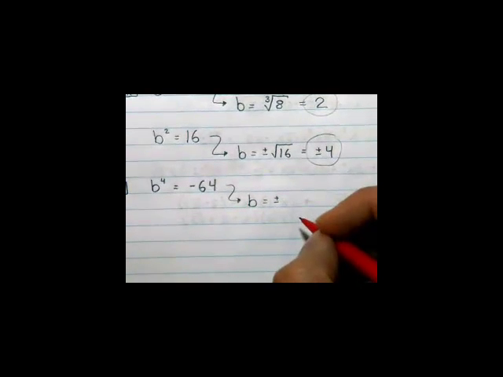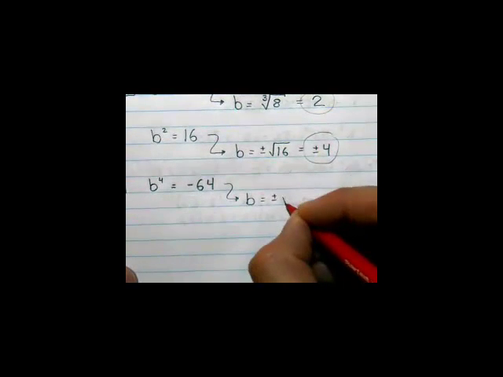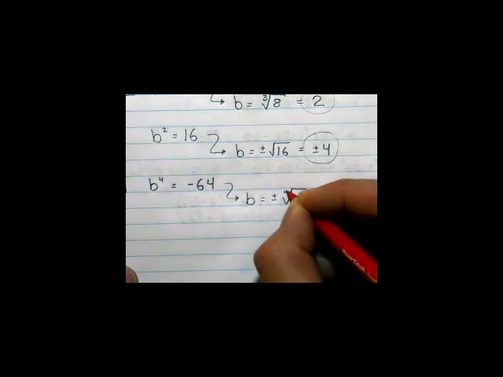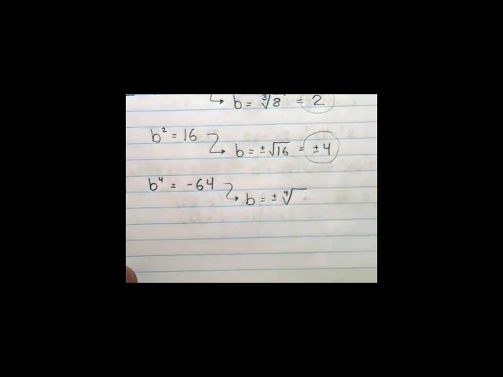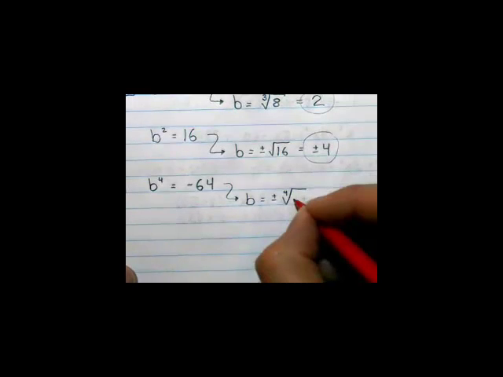Just let Destiny talk for a second. So it'd be, we call that the 4th root. It's the 4th root of negative 64.